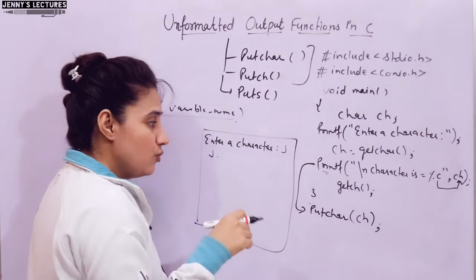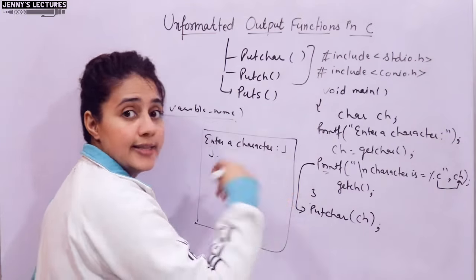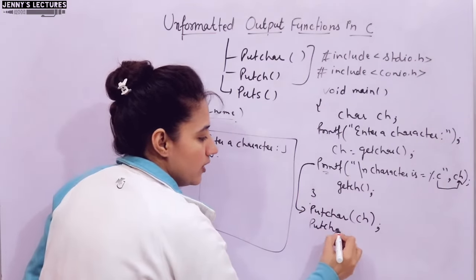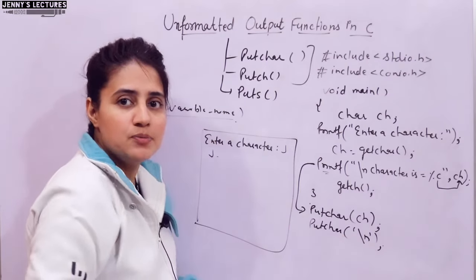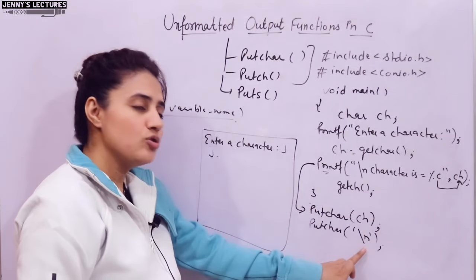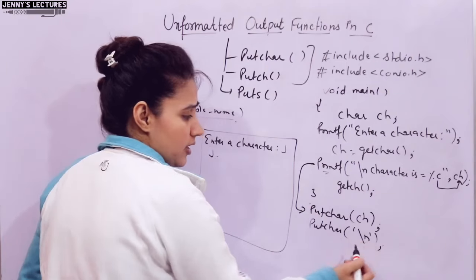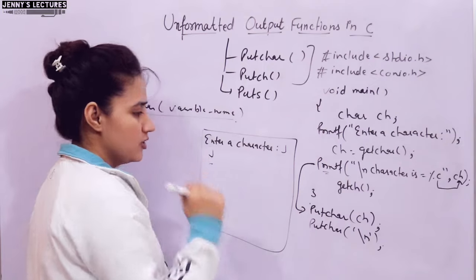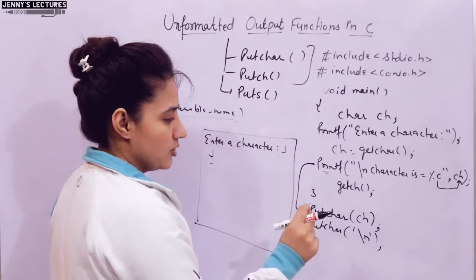If you want the cursor to move to the next line after printing j, then after writing this putchar, you can write putchar backslash n. This is an escape sequence. Many escape sequences exist, and we'll discuss them too. This is also considered a character, but you have to put it in single quotes. Backslash n means new line, so after printing j the cursor would automatically move to the new line. So this is one form to write the putchar function.